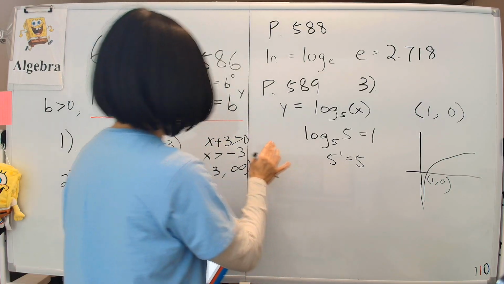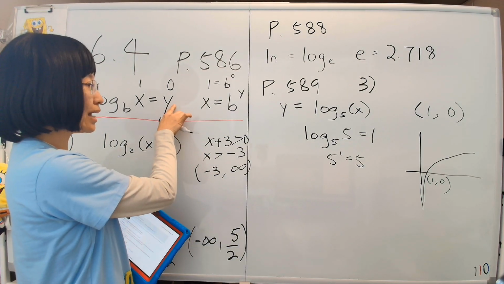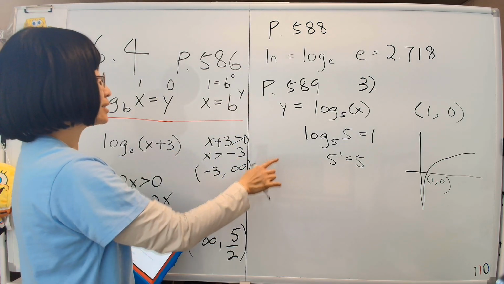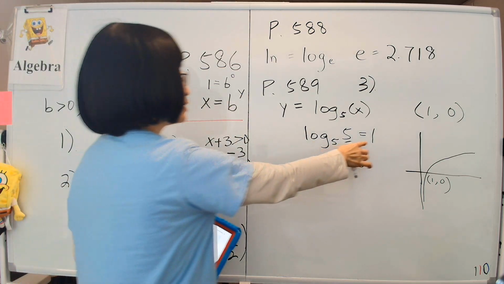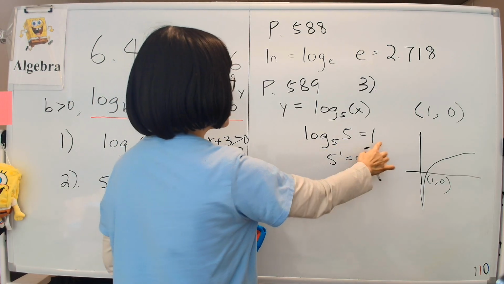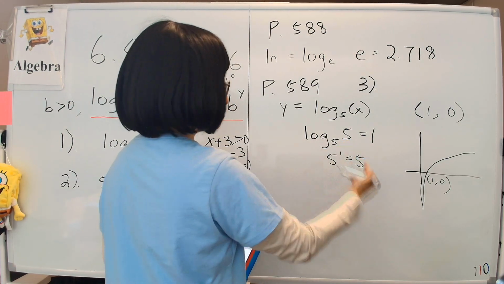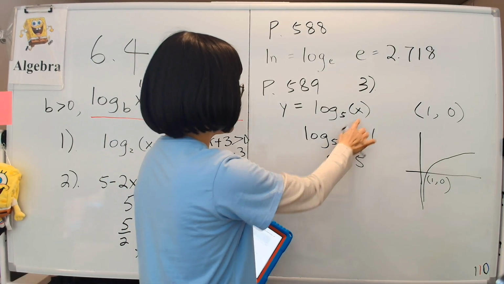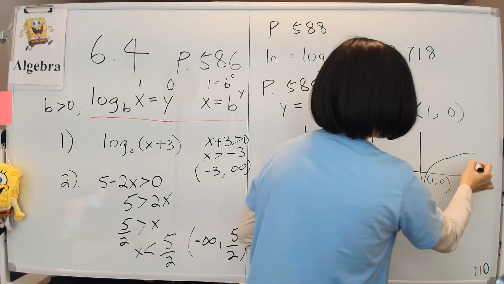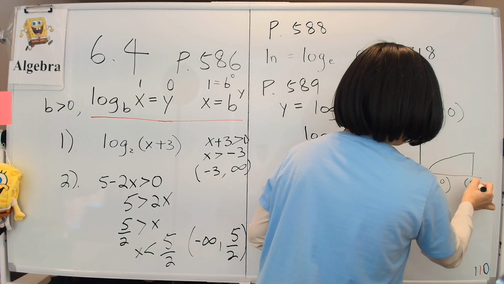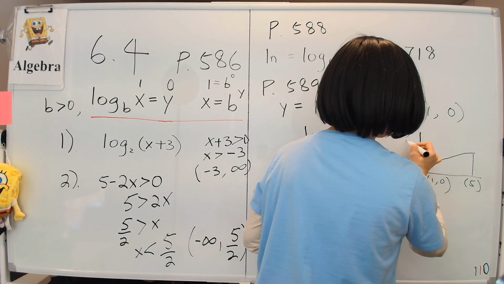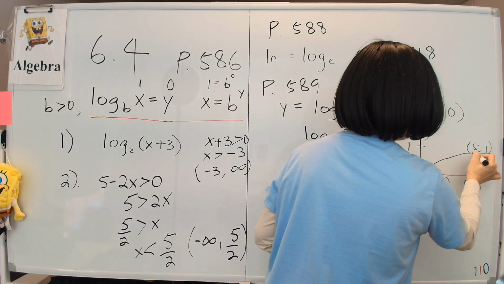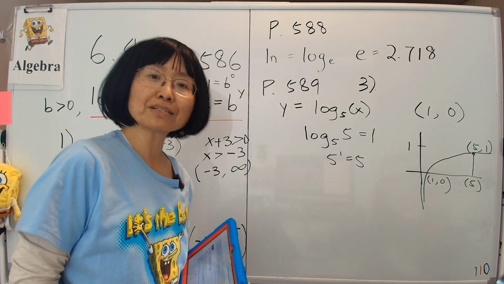Because the definition of log says if it equals y, then x equals the base to the y power. That is, 5 raised to this power has to be equal to that, which it does. So when x is 5, y will be 1. So this point, 5 comma 1, is the other point on the logarithmic graph.